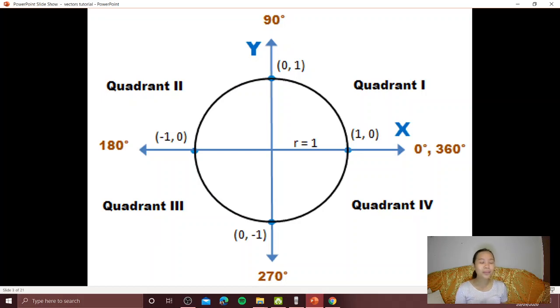Okay, so going to west, or negative x, we have here another 90. So 90 plus 90, we have 180 degrees. Now going south, we have 270. And as you complete the whole circle, you will have 360 degrees. So those are the angles in our Cartesian plane.